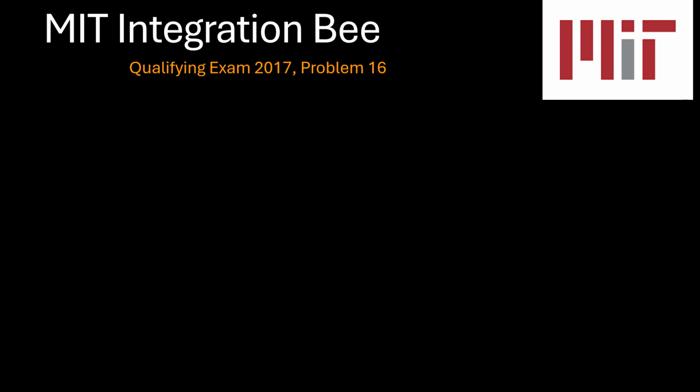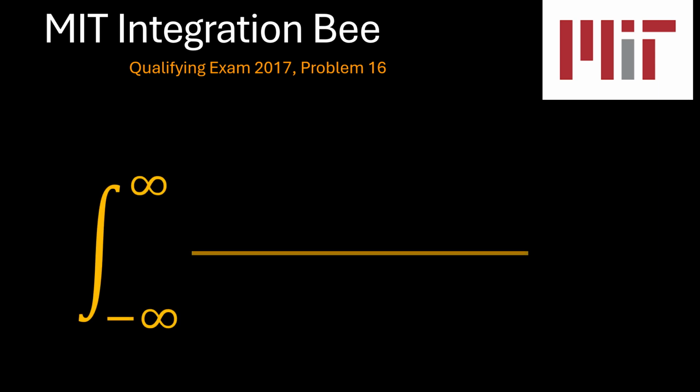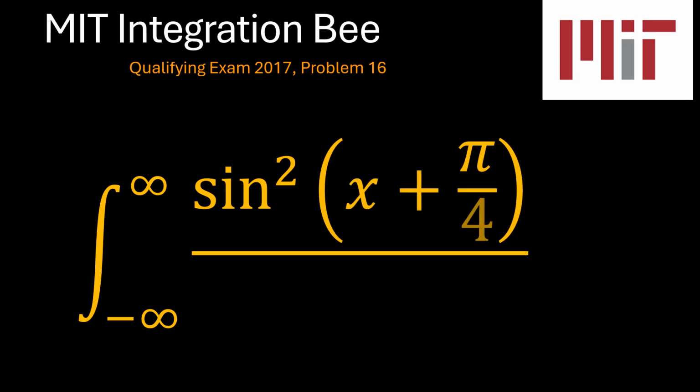So this is problem 16 of the MIT integration B-qualifying exam 2017, which is the definite integral from x tending to negative infinity to x tending to positive infinity of sine squared of (x plus pi over 4) over e to the power x squared. So the problem looks kind of intimidating, but it's actually doable. It's solvable. So let's see how we may be able to solve this. So this is our problem, right?